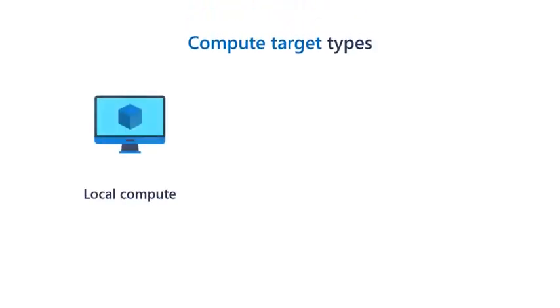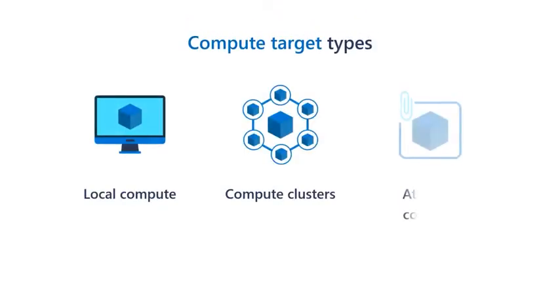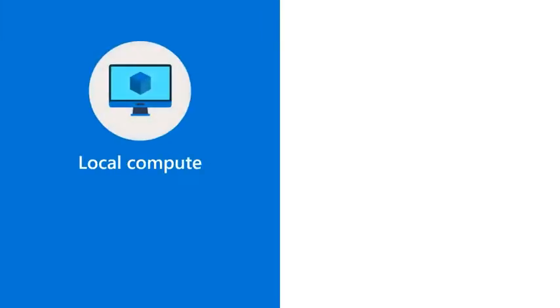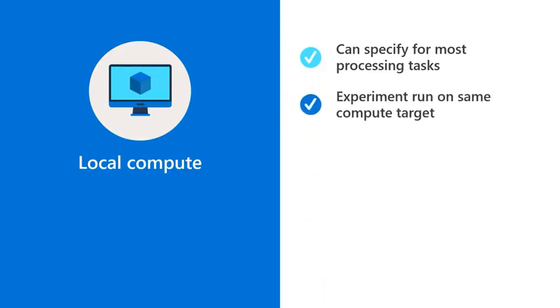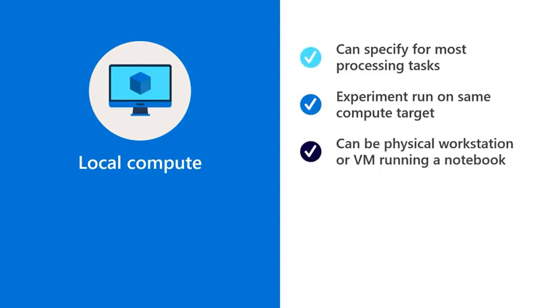These types include local compute, compute clusters, and attached compute. Let's look at each of these in a little more detail now. You can specify a local compute target for most processing tasks in Azure Machine Learning. This runs the experiment on the same compute target as the code used to initiate the experiment. This may be your physical workstation or a virtual machine such as an Azure Machine Learning compute instance on which you are running a notebook.